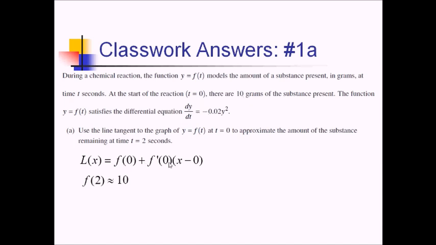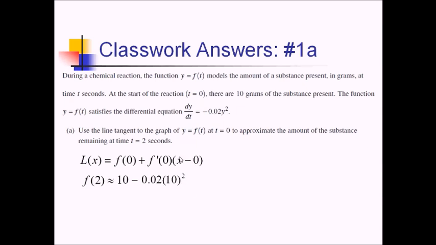F prime of 0, well, that's what I get when I plug in the point 0, 10 into my differential equation. Now, this equation only has a y value for us to plug things into. So we're really doing negative 0.02 times 10 squared. Well, 10 squared is 100. Times all this is going to give us negative 2. So we've got negative 0.02 times 10 squared, which I guess we'll evaluate in a sec.